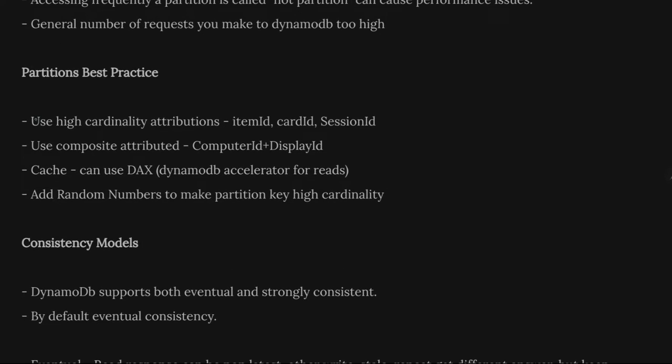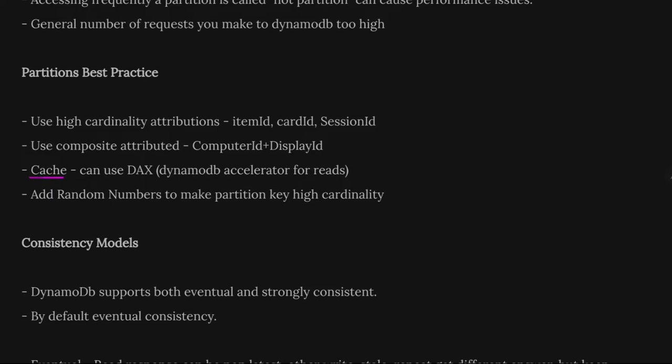Basically, the partition best practice is to use high cardinality attributes like item ID, card ID, session ID, things that distribute very well so that we won't have a hot partition. It will be distributed, and we will get good performance. Or we can use composite attributes, meaning a combination of IDs or denominators added to the primary key, which could also make it distributed. The more distributed, the higher the cardinality, the better.